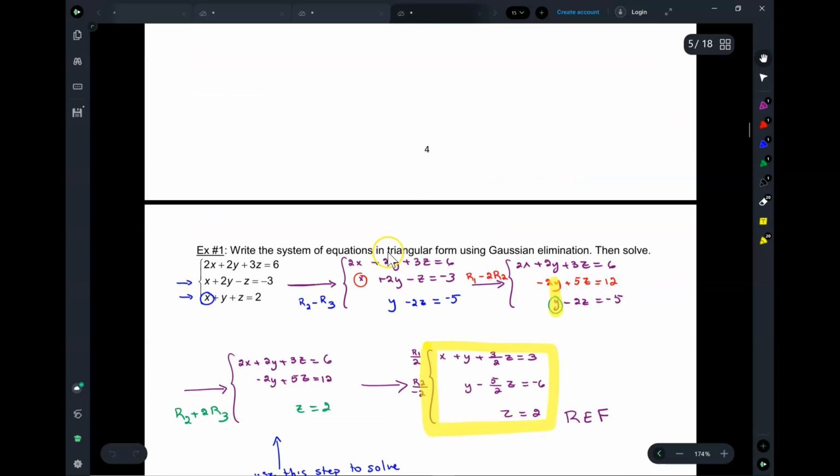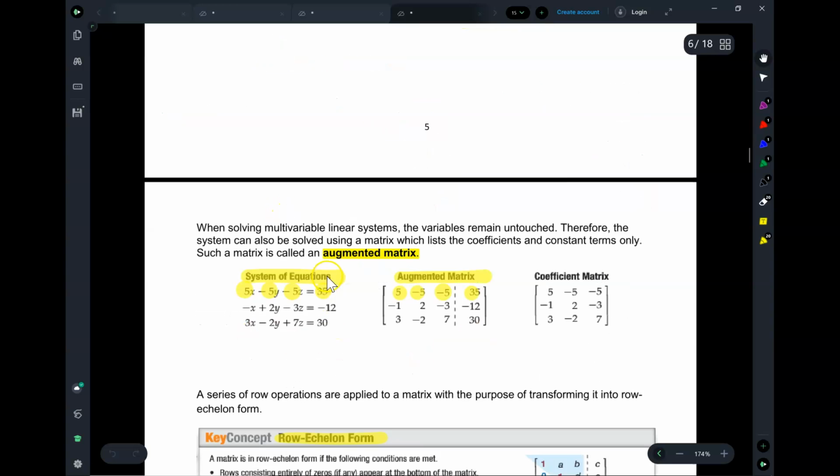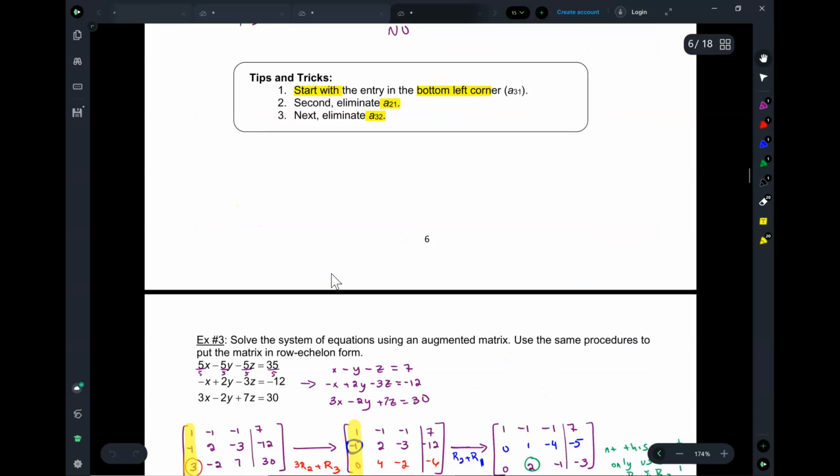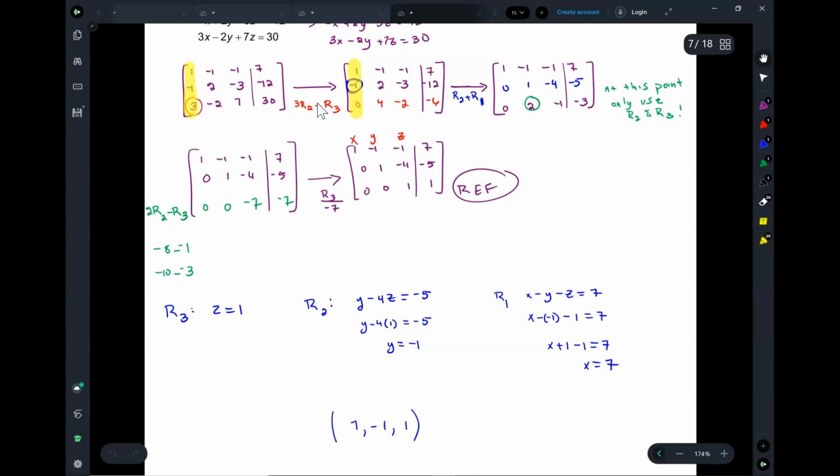Then in section 1, we learned how to take a system of linear equations like this, put them into a matrix, and apply this process called Gaussian elimination in order to put the matrix in row echelon form. Then after that, we use substitution to solve, and we get this, right?